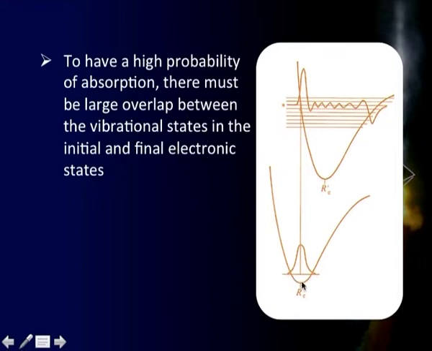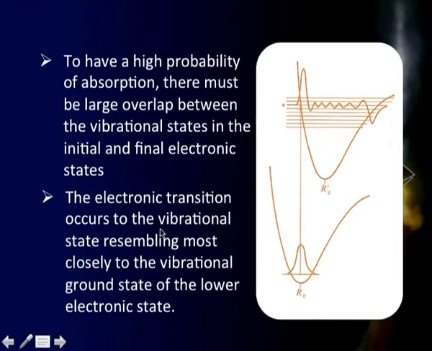That means this is my initial electronic state, this is my final electronic state. So if the transition happens in such a way that the wave functions here and here happen to be similar, that means there is a good overlap, then the transition probability will be more. That means the electron transition will occur to the vibration energy level which resembles most closely the vibration level in the ground state here. That means, say, from here to here the transition has to take place. So probably this transition as shown here is more significant rather than a transition to something of this kind here.